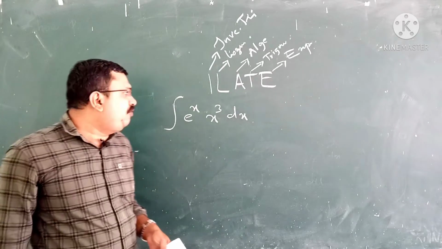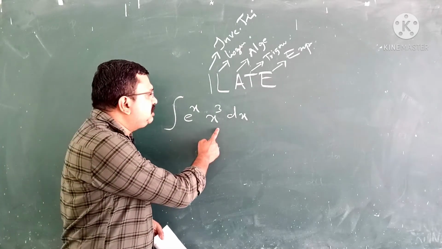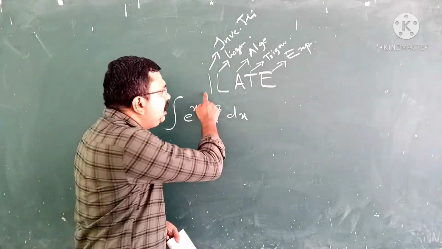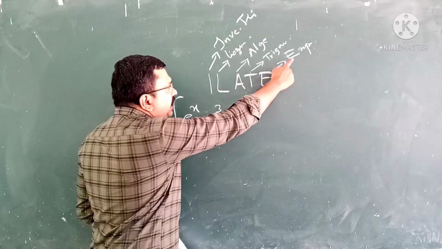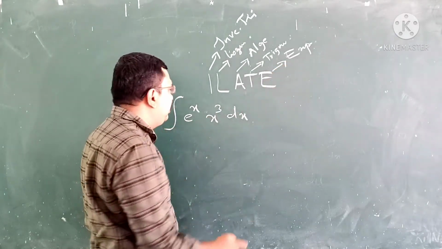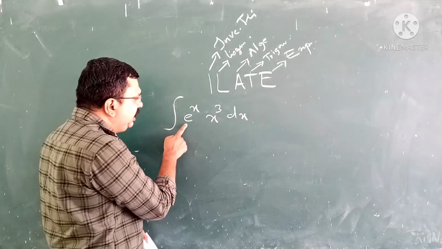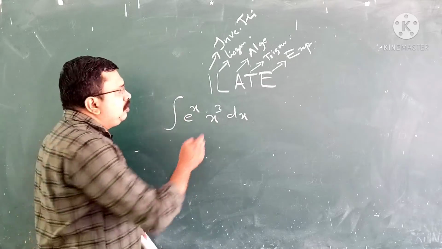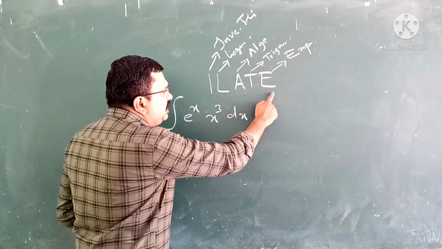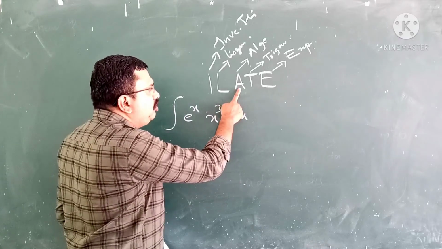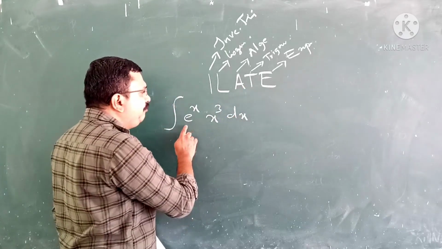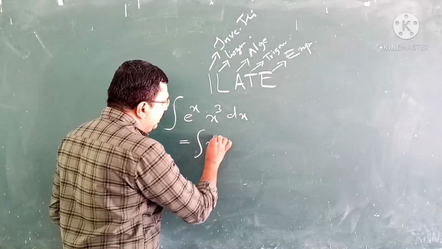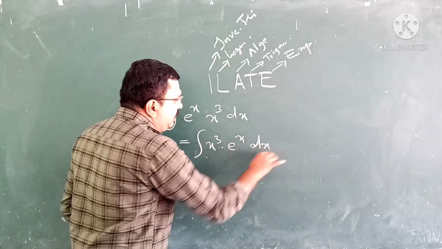For example, if our question is integral e raised to x into x cubed dx, then what is our first function? This is the order. Here e is the exponential function, which is the last function. Therefore, arrange these two. Here first is exponential, second is algebraic. But we know that the correct order is ILATE. First you write algebraic, then exponential. Therefore, this question can be written as integral x cube into e raised to x dx. Then we can solve it.